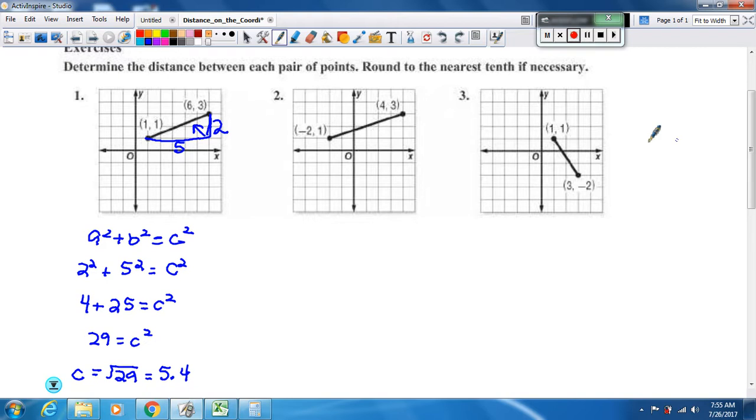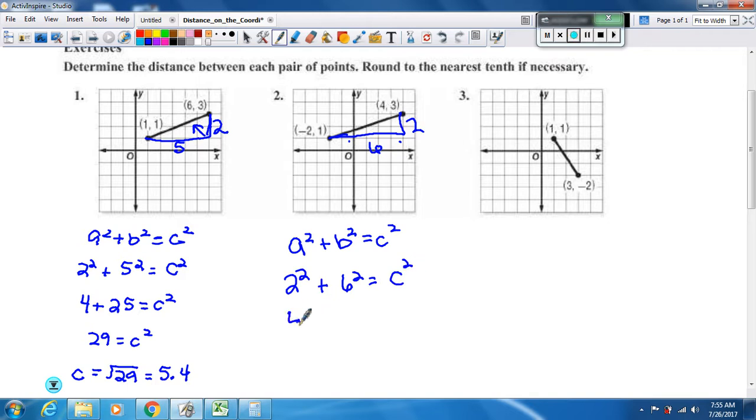Okay, the next one. Again, you take the line segment that they drew and you draw a right triangle. I can't do it very well on this pen. It's 2 units high, and it's 1, 2, 3, 4, 5, 6 units long. So a squared plus b squared equals c squared. A is the altitude, 2 squared. B is the base, 6 squared, equals c, the side we're trying to find.